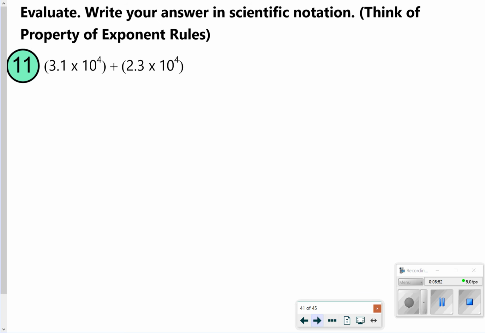The last thing we're going to look at is how to evaluate these. And your example is to write your answer in scientific notation. You might want to think of your property of exponent rules. You could, in fact, write these out in expanded form. So I'm going to give you a chance to do that now. You're going to basically add both scientific notations. So let's go ahead and pause the video here, see if you can try number 11, and then we'll go into some explanation here in a moment.